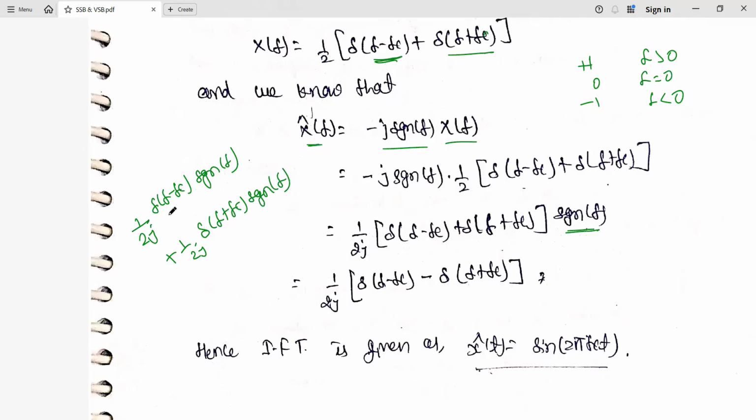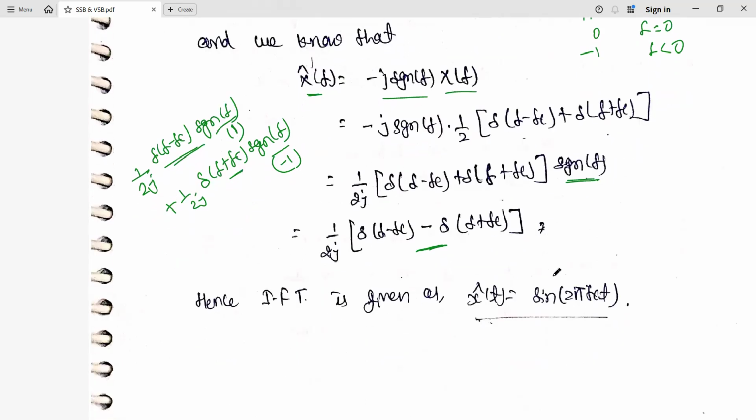Now this is for the positive frequency, so the signum function value will be 1. And this is for the negative frequency, so the signum value will be -1. So the first term is multiplied by 1, and the second term is multiplied by -1. That's why we are getting the minus sign here. So what we have is delta of f minus fc minus delta of f plus fc.